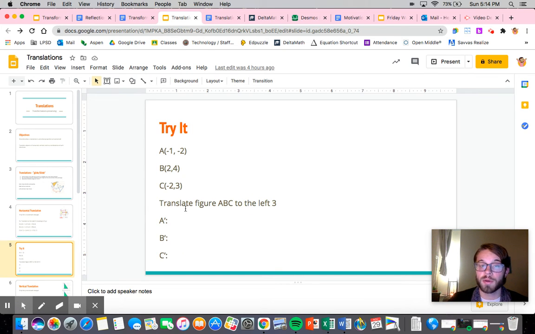So if we're translating this figure ABC to the left 3, ultimately, what does that mean? That means I'm taking my x value and I'm going to the left, so I'm using -3. And y, we're not doing anything to it. So all I do is I take my x coordinate and I subtract 3 from it. All right, so -1 minus 3, 2 minus 3, -2 minus 3. So what's -1 minus 3? -4. We don't touch the y coordinate, -2. 2 minus 3 is -1.